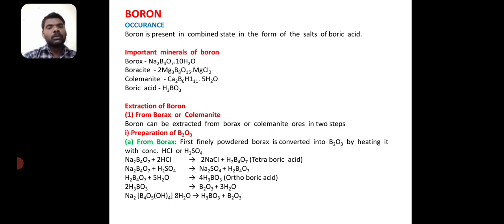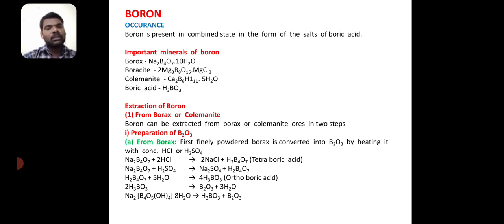Boron can be extracted from borax or colemanite ores in two steps. In the first step, preparation of boron trioxide, B2O3. From borax, finely powdered borax is converted into B2O3 by heating with concentrated HCl or H2SO4.